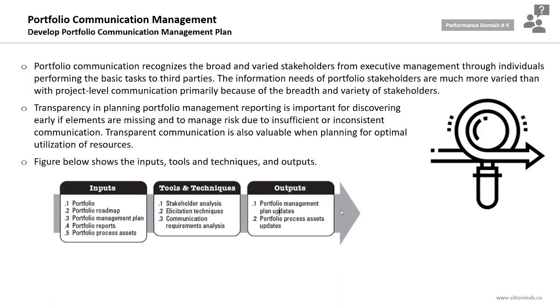For the ITTOs of this process, you will need 5 inputs: the portfolio roadmap, the portfolio management plan, the portfolio reports, and the portfolio process assets, while the tools and techniques of this process will be the stakeholder analysis, which is the most important one, elicitation techniques, and communication requirement analysis, while the outputs of this process will be the portfolio management plan updates in addition to the portfolio process assets updates.